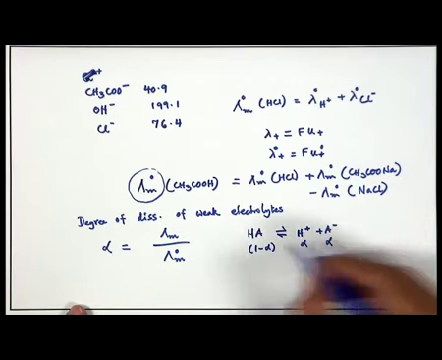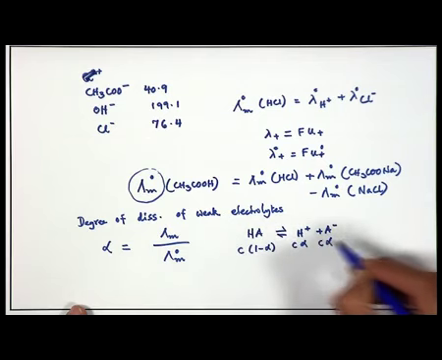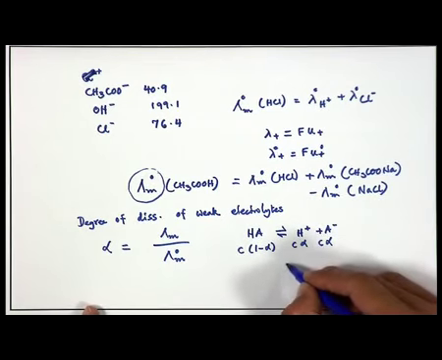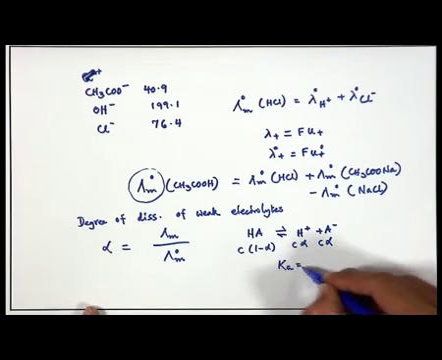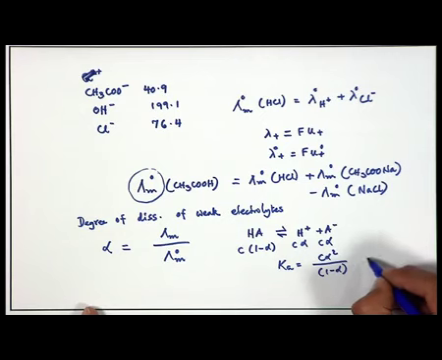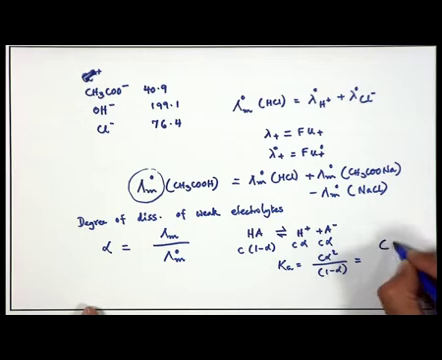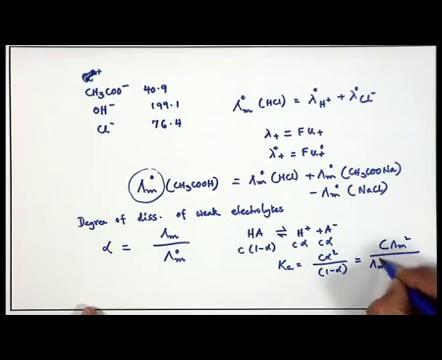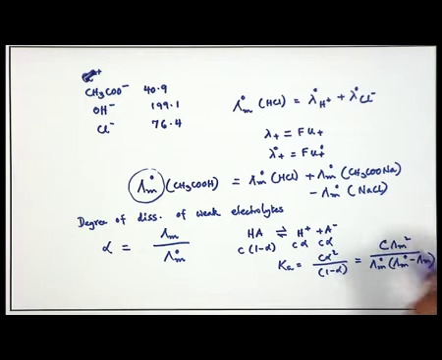So, therefore, if the concentration is C, your equilibrium constant is equal to C alpha square divided by 1 minus alpha. If you plug in the expression for alpha, it will get you C lambda m square divided by lambda m 0, and then lambda m 0 minus lambda m.